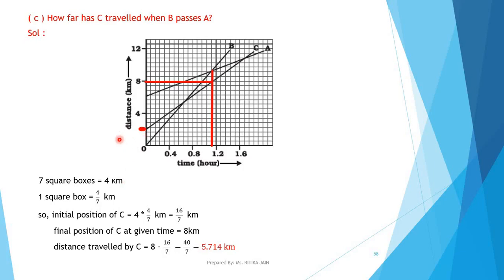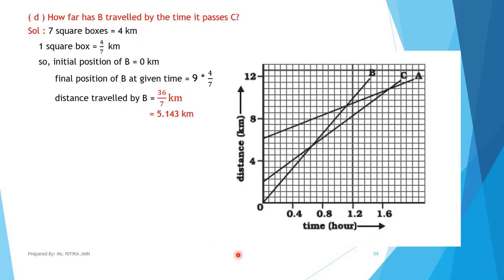So, calculate the number of boxes here. 1, 2, 3, 4. Okay. So, it means for 4 square boxes, what will be the distance? So, 4 into 4 by 7 will give you 16 by 7 kilometer. Yes. So, now we have got the initial point as well as the final point. We can calculate the distance travelled by object C. So, final position minus initial position, when you put the values, you will get the distance travelled by C as 5.714 kilometer.